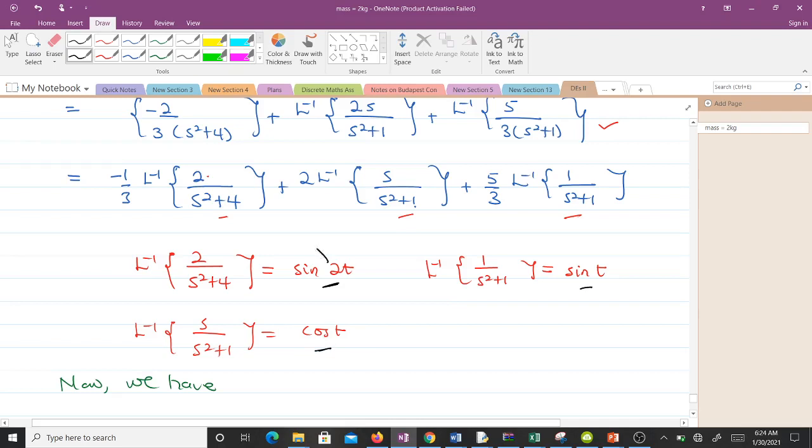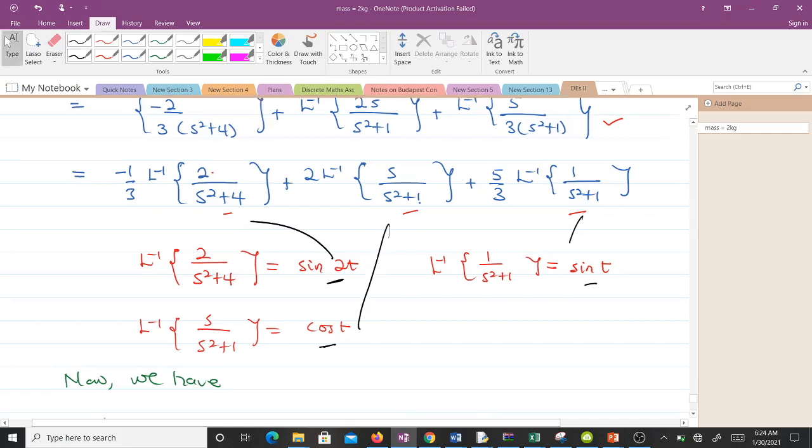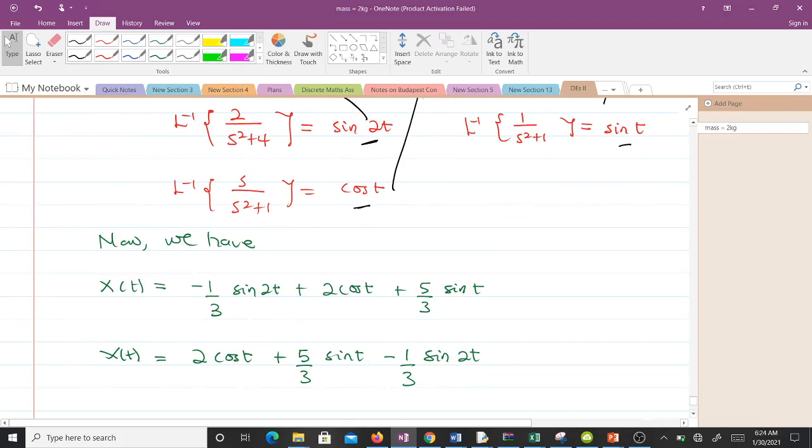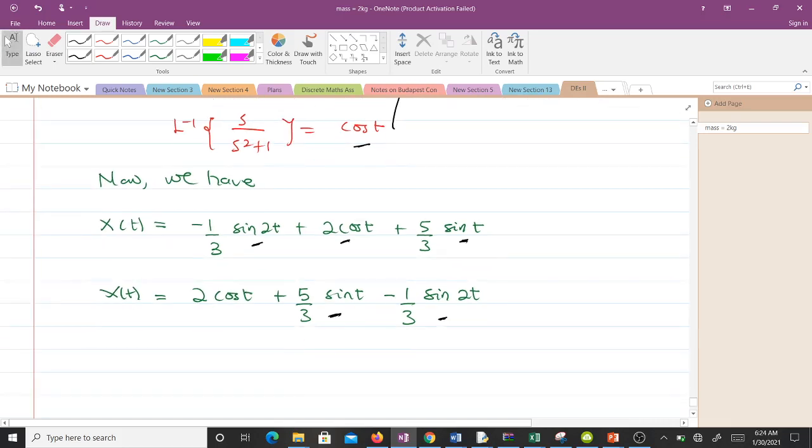That means you just have to make those substitutions. Making that will give us s of t, that's the solution, will be equal to negative 1 over 3 sine 2t plus 2 cos t, then plus 5 over 3 sine t. Okay, then you can try to rewrite that. So you get s of t will be equal to 2 cos t plus 5 over 3 sine t minus 1 over 3 sine 2t. And that happens to be the solution to the differential equation.